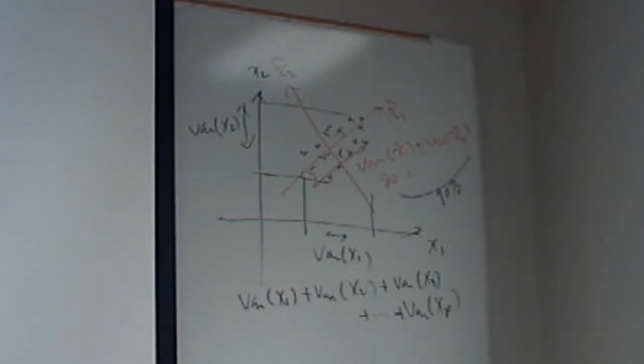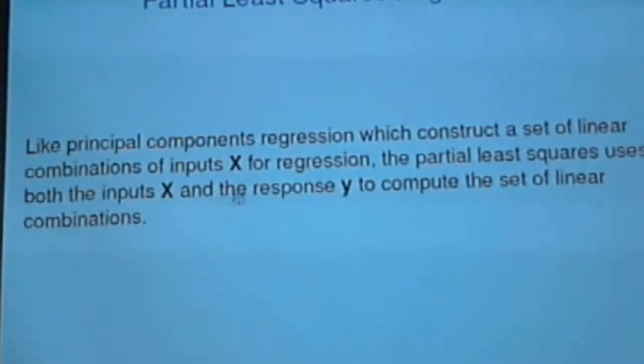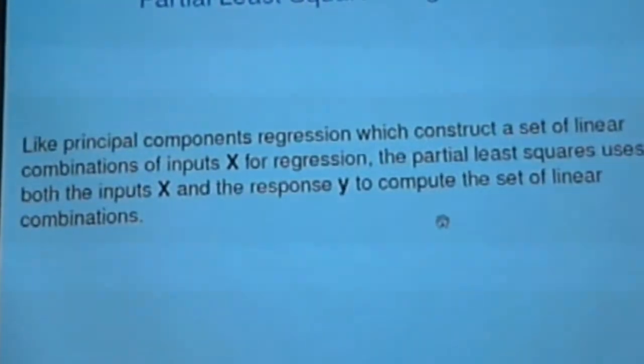But partial least squares is slightly different, although the idea is very similar. It's still like doing principal components, but we take into account both the input variables and the response. Partial least squares uses both the inputs x and the response y to compute the set of linear combinations, rather than just looking at x alone.